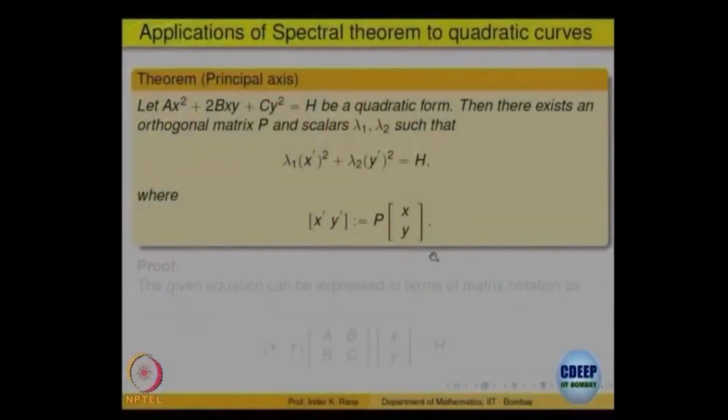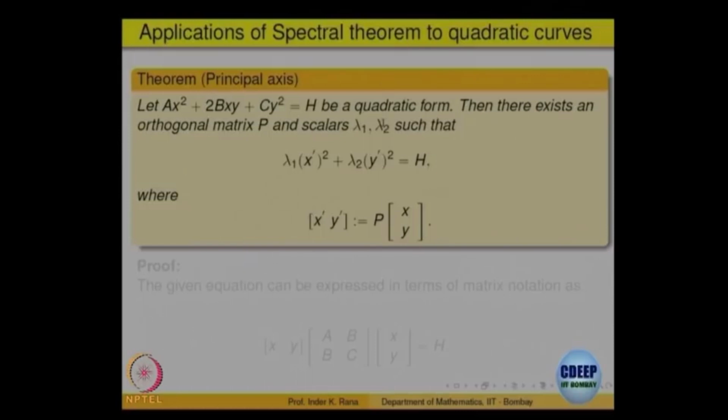Now let us look at this. We will assume you have already shifted the origin and you have got a quadratic curve in the form ax square plus 2bxy plus cy square equal to some constant h. Such things are normally called quadratic forms. The canonical form of a quadratic curve is given a name: all such expressions are called quadratic forms, just to say that you are in the canonical form.